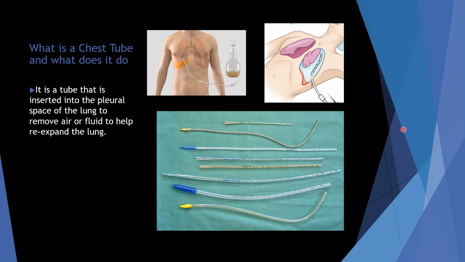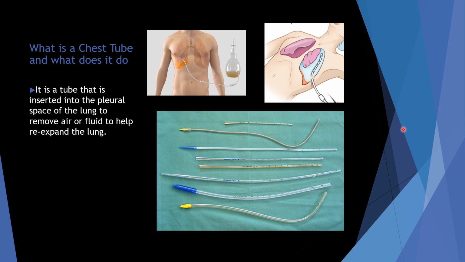So what is a chest tube then? Well, a chest tube, simply put, and I hate to sound like I'm dumbing this down, is just a large tube put into the pleural space to remove air or fluid and re-expand the lungs.